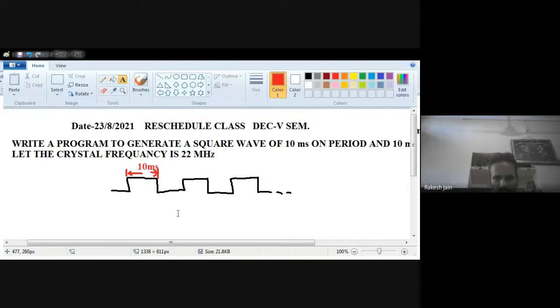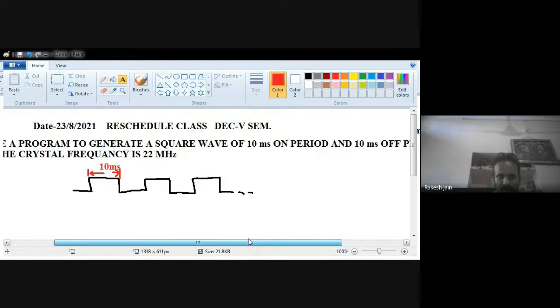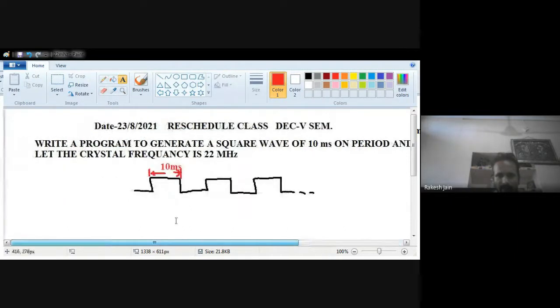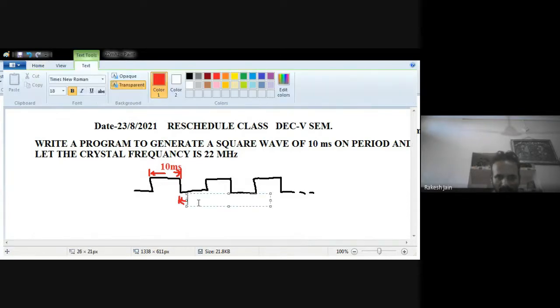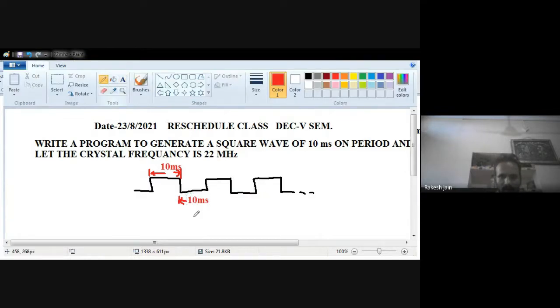Also it is given that the off period should be of 10 millisecond. So the on period and off period are the same, of a particular value, that is 10 millisecond. So 10 millisecond on period and 10 millisecond off period. We have to generate that kind of square wave.